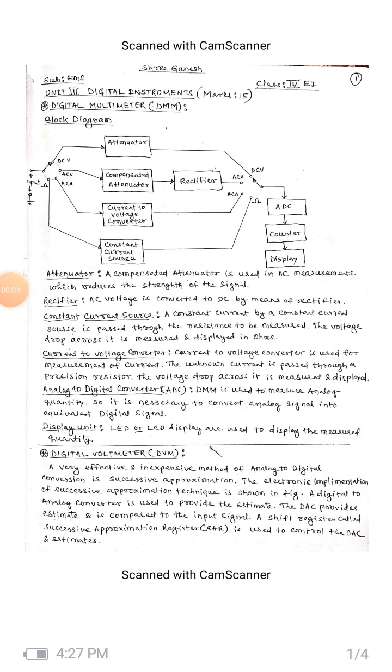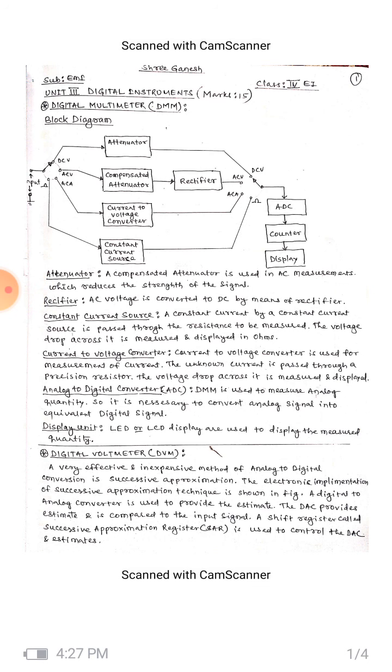Hello students. Today we are going to discuss chapter number 3 in the subject Electronic Measurements, that is, digital instruments. This subject is there for the 4th semester Electronic Instrumentation and Control Engineering, and the name of the chapter is Digital Multimeter. First we are going to start with the block diagram of the digital multimeter.